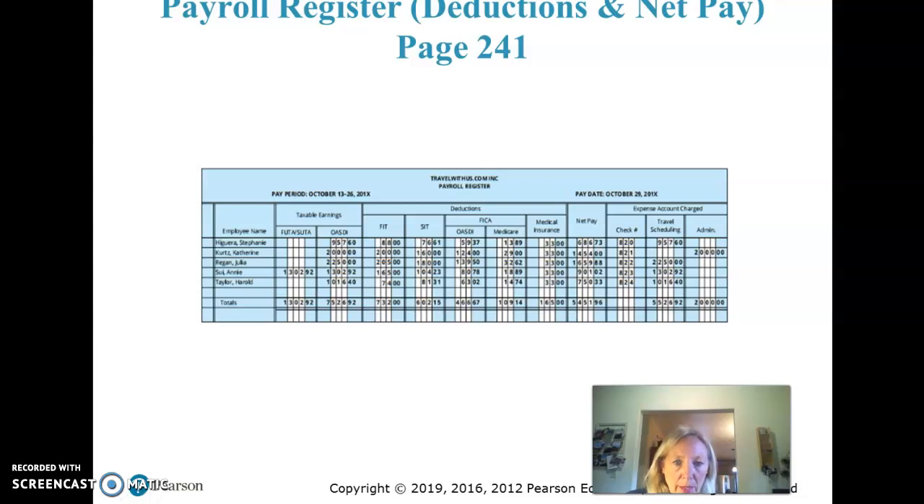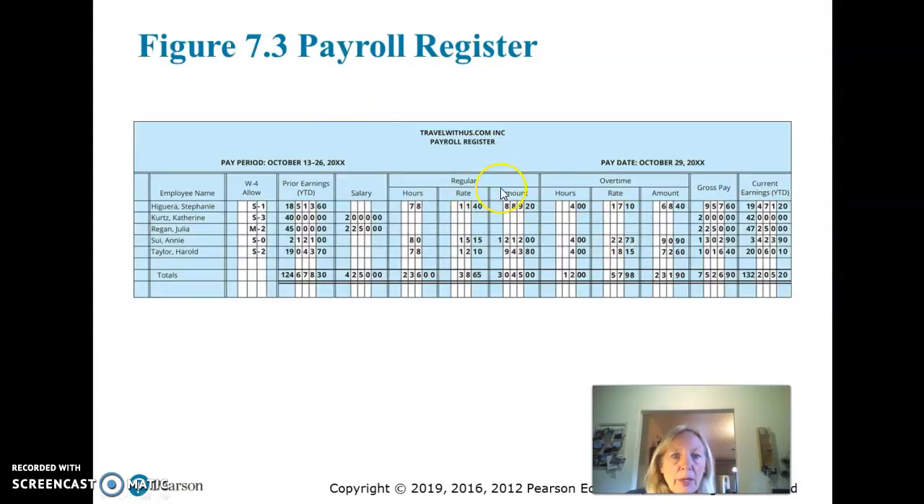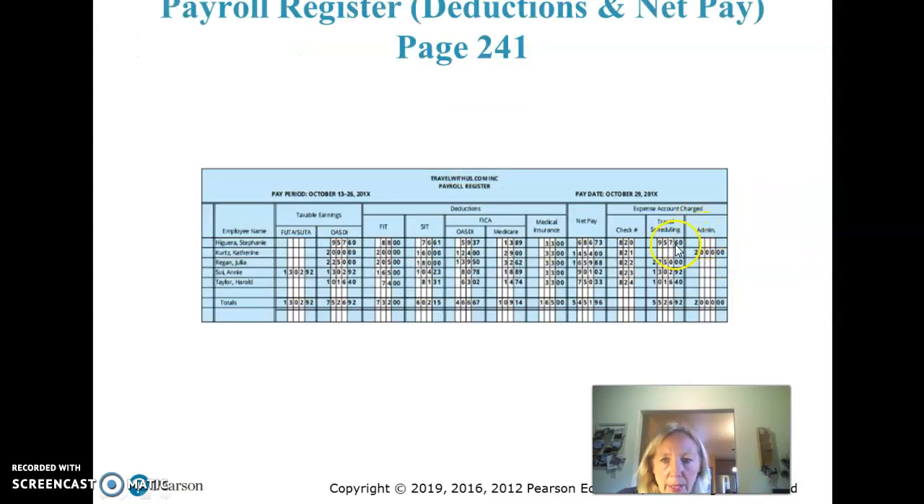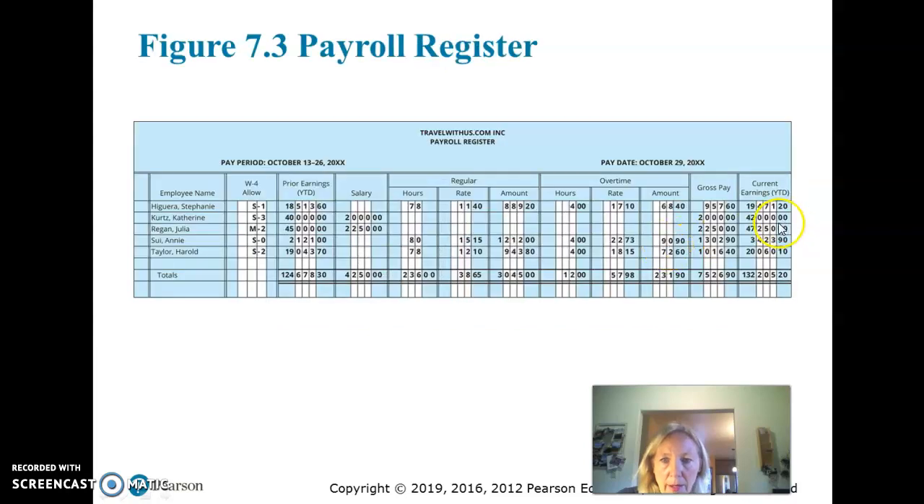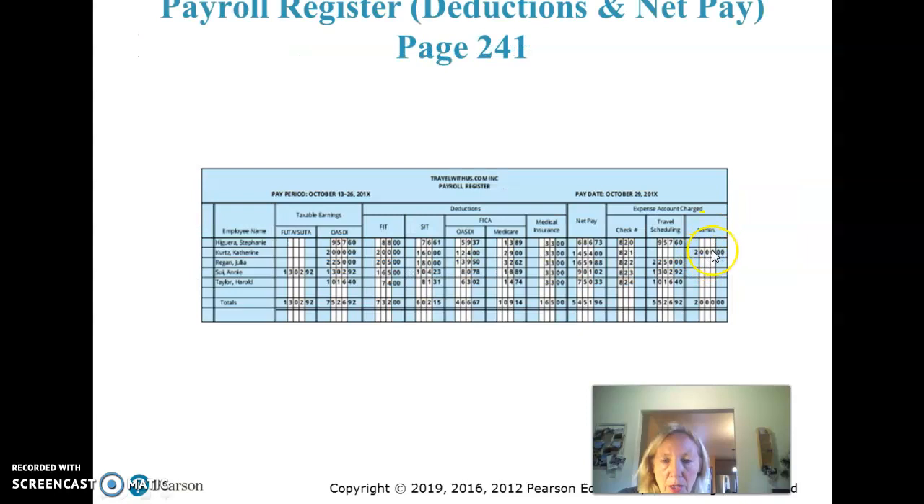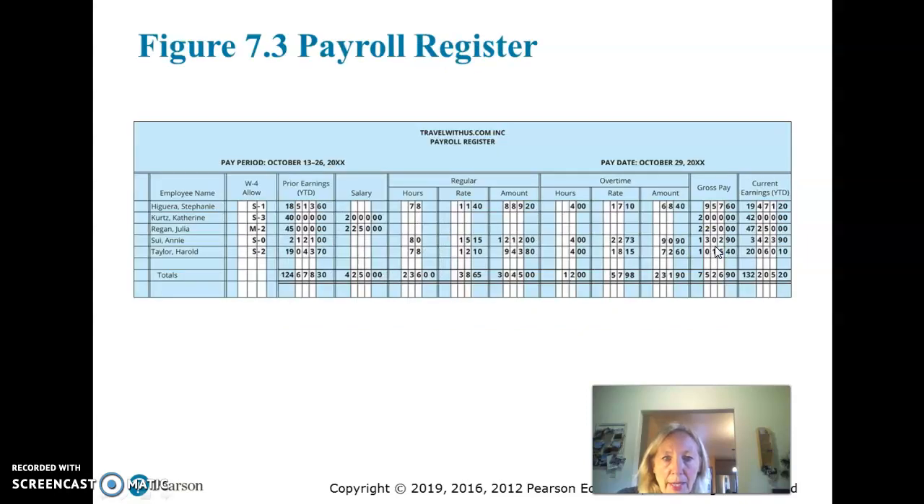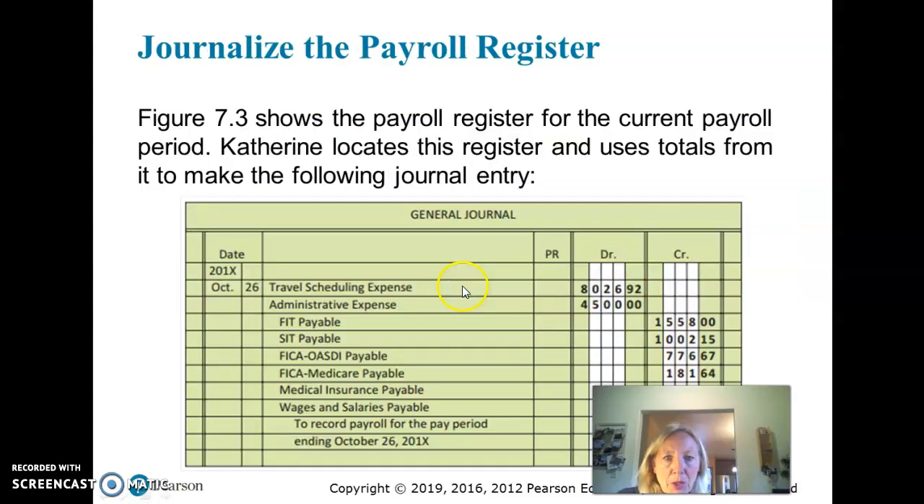Okay, I think I have my slides a little bit mixed up here. This one then is the top part. So this is where you're calculating their gross pay, right? So their gross pay is going to go right there. The gross pay for Catherine is under administration. So all the deductions have been calculated.